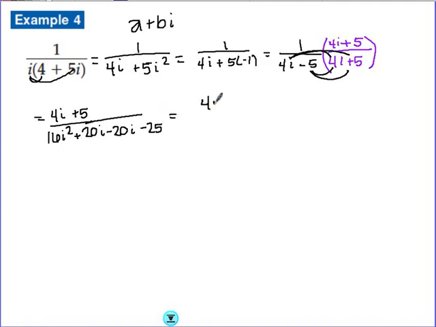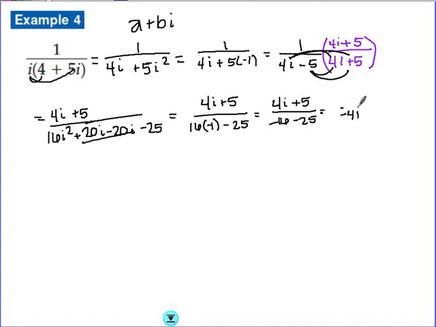So 4i plus 5 in my numerator. The denominator becomes 16 times i squared, which is negative 16. These two terms cancel each other out because they are positive and negative, opposites of each other, and then we've got the negative 25 down in the denominator. So 4i plus 5 all over negative 16 minus 25. So here negative 16 minus 25 becomes negative 41. And then I still have the 4i plus 5 in my numerator.